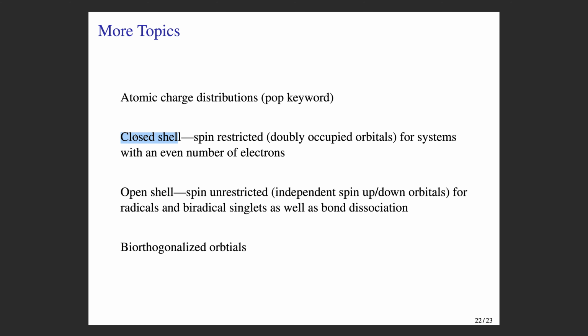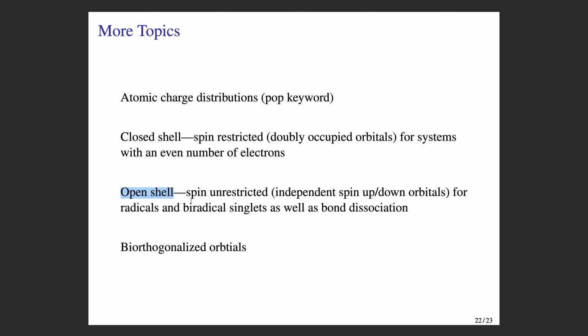The term closed shell refers to calculations where the spins of the electrons are restricted in the sense that each orbital is doubly occupied. This is for molecules that have an even number of electrons, so each spin is paired. We call that a closed shell calculation. If you have an odd number of electrons, which would correspond to a radical, or if you have a biradical structure, you would then need to do what are referred to as open shell calculations.